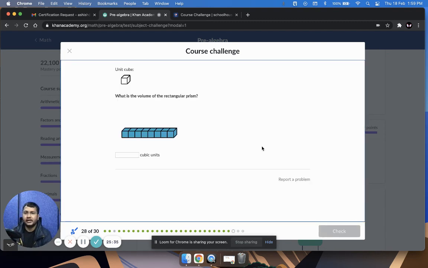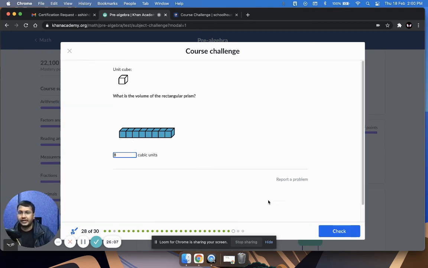This is a unit cube. What is the volume of the rectangular prism? So unit means 1, and a unit cube means length, breadth, and height, all three dimensions, are equal to 1. So basically, this is a very uniform 3-dimensional figure, and its volume will be side times side times side, which is 1 times 1 times 1, which is 1 unit cube. What is the volume of the rectangular prism? So you have 1, 2, 3, 4, 5, 6, 7, 8. 8 unit cubes. So the answer is 8 cubic units.